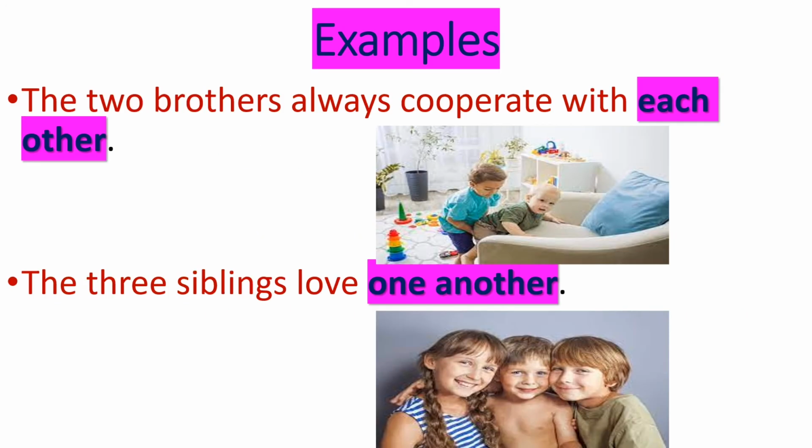Let's take a look at some examples to understand. The two brothers always cooperate with each other. They are two. The three siblings love one another. I use one another when I have three entities, three people here. Each other for two, one another for three and more.